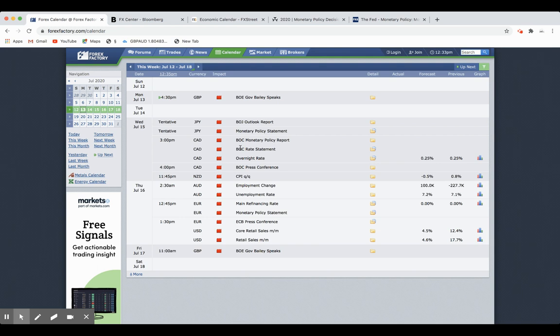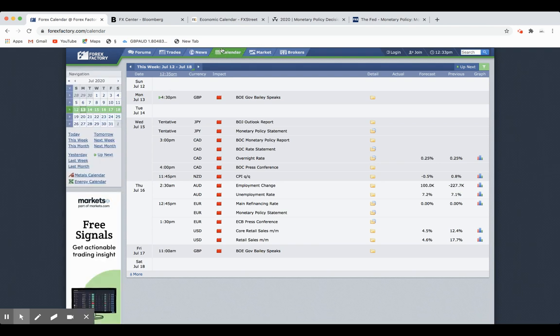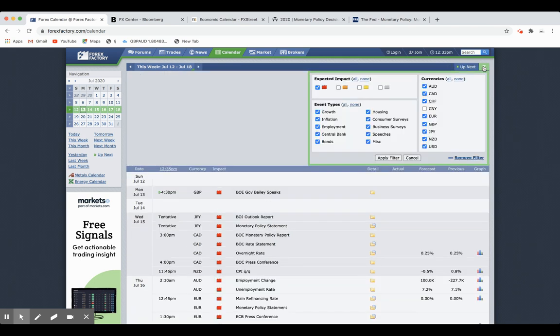So first thing we're going to do, head over to Forex Factory, head over to the calendar, okay, which is the economic calendar. And then what we can do from here is actually filter the information that we get, right? We can filter that expected impact, and we can also filter the currencies, okay? And we can filter the event types as well.